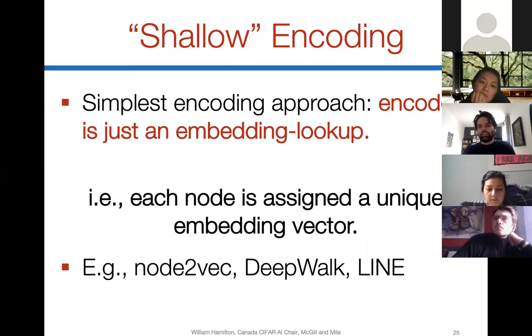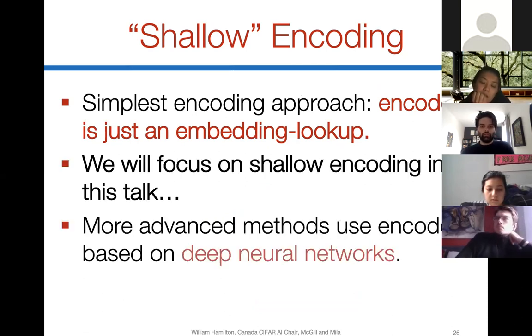The idea here being that each node is assigned its own unique embedding vector. And this is a technique that's used in a number of approaches, things you may have run into that we'll talk about today, like node2vec, and also a technique called DeepWalk. So this is what we're going to focus on today. There are more advanced encoding techniques based on deep neural networks, things like graph neural networks, but we won't cover that in detail today.